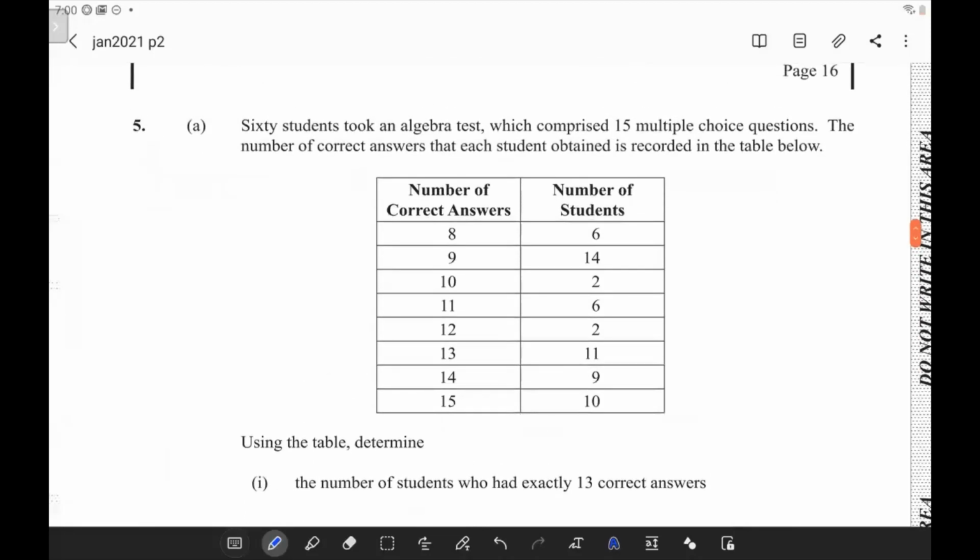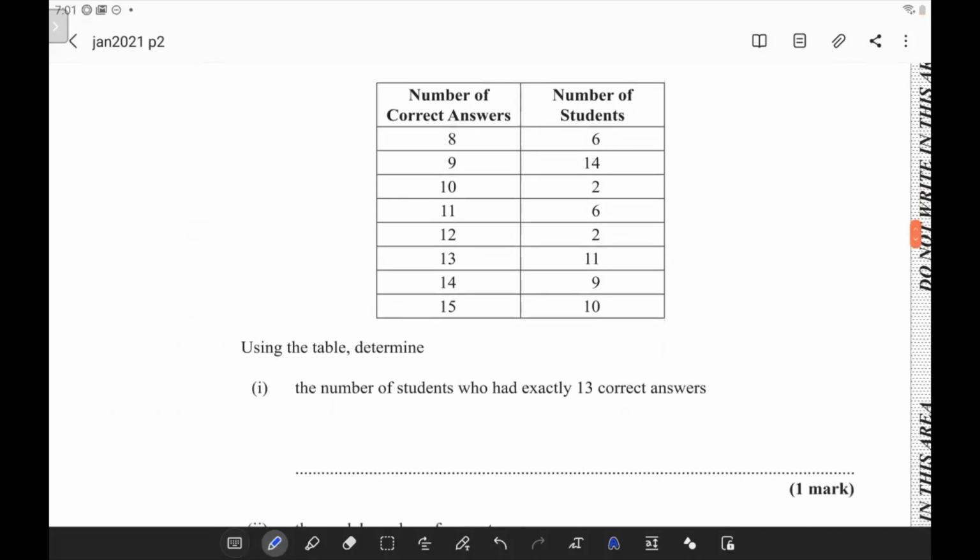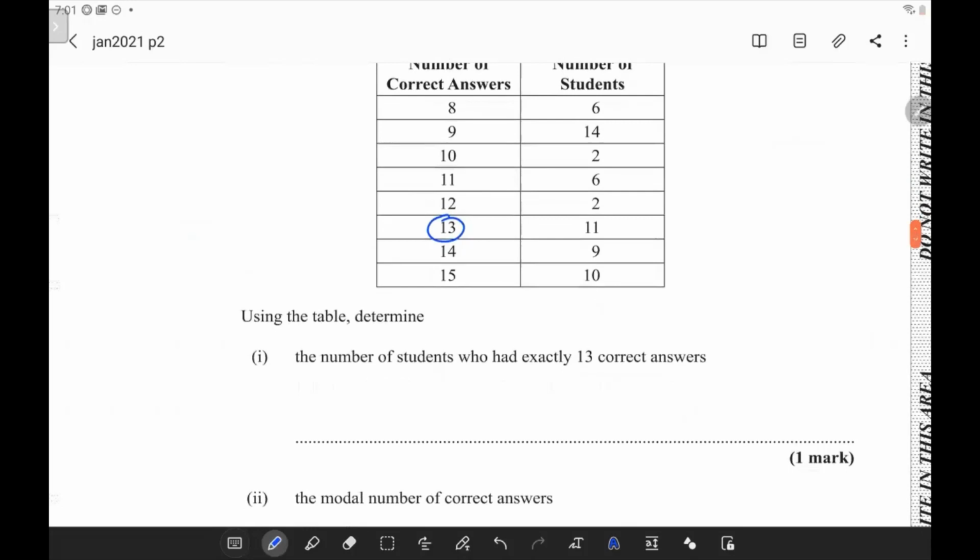We are told in number 5, 60 students took an algebra test, which comprised 15 multiple choice questions. The number of correct answers that each student obtained is recorded in the table below. Using the table, determine the number of students who had exactly 13 correct answers. So 11 students got 13 correct answers.